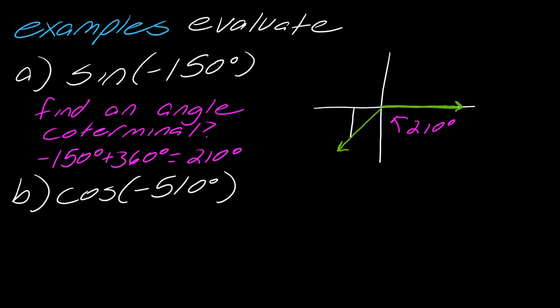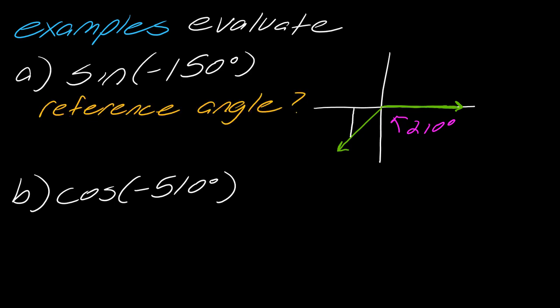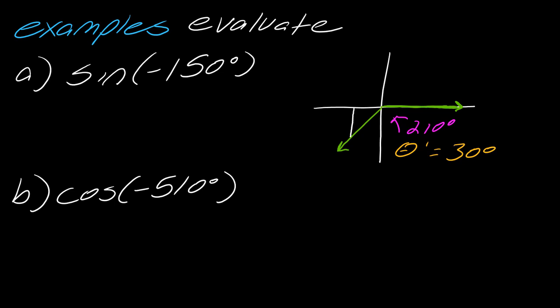So this is both negative 150 degrees and 210 degrees. They are one and the same. Okay, so now that I've figured out my coterminal angle, let's talk about finding the reference angle. Since I know I'm in that third quadrant, I'm going to take that angle 210 minus 180 degrees, and that gives me 30 degrees. So my reference angle is going to be 30 degrees.